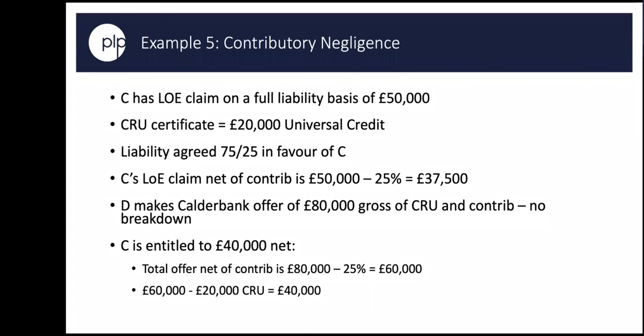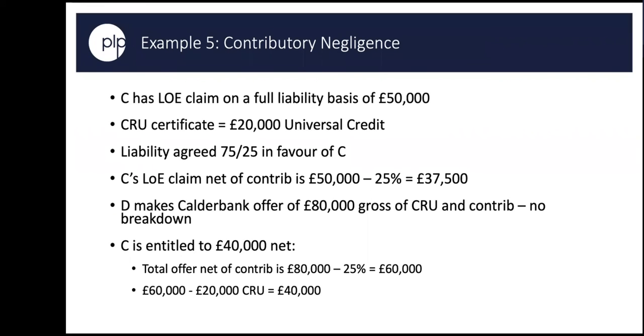So in this case, the claimant's got a loss of earnings claim on a full liability basis of £50,000. And we've got a CRU certificate which has £20,000 universal credit on it, which we know is offsettable against loss of earnings. Now, liability's been agreed 25/75 in the claimant's favour. And the claimant's loss of earnings claim, net of contributory negligence, we can work out, is £37,500. Now, the defendant makes a Calderbank offer of £80,000 gross of CRU and contrib, but there's no breakdown in that. Working that out, we can deduce that the claimant's entitled to £40,000 net.